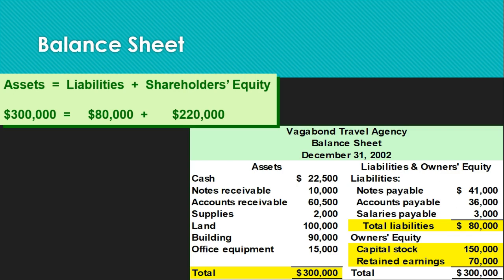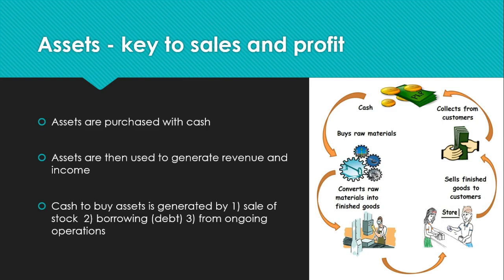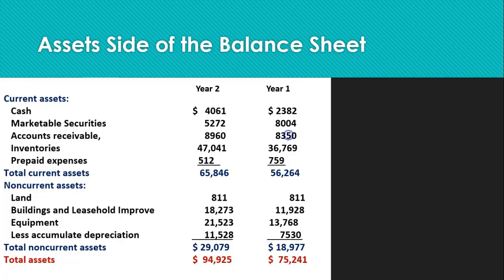So let's look at this picture that shows the operating cycle of a company. Usually we will see that assets are purchased with cash and then are used to generate revenue and income. Oftentimes the cash to buy assets is generated by stock sales and debt. Debt can be money you borrow from a bank or from the government. Cash can also be generated from ongoing operations. And in this slide, it shows the asset side of the balance sheet.